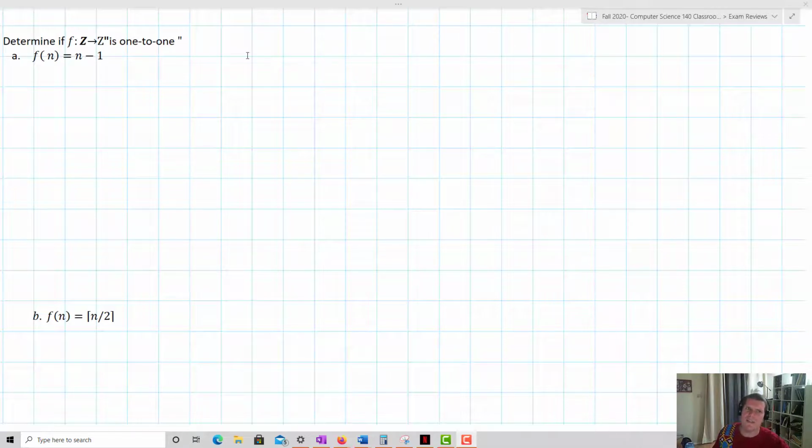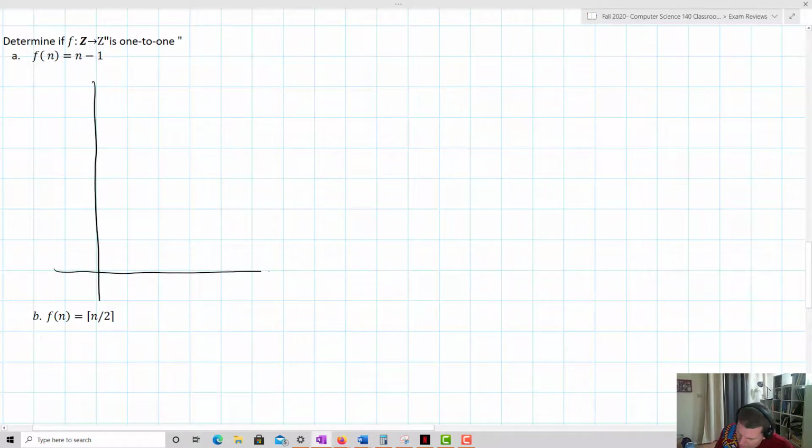Let's now determine if Z to Z is 1 to 1. So let's say, for example, I have f of n equals n minus 1. If you'll notice here, we can actually use a graph in order to see that this is in fact 1 to 1. And notice that it's Z to Z. So all we're going to do is plug in 1, and when we plug in 1, we get 0 back. Then we plug in 2, we get 1 back. 3, we're going to get 2 back, so on and so forth.